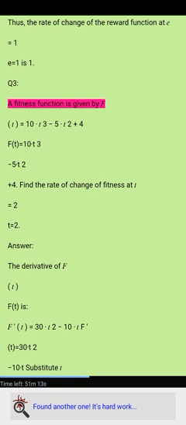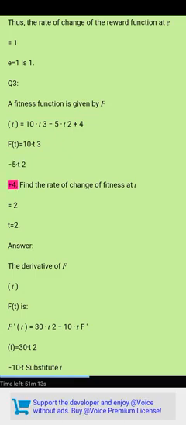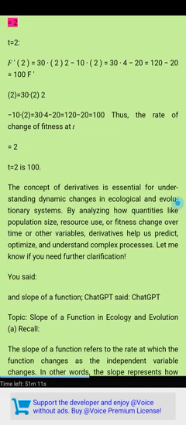Q3. A fitness function is given by F(t) = 10t^3 - 5t^2 + 4. Find the rate of change of fitness at t = 2. Answer. The derivative of F(t) is F'(t) = 30t^2 - 10t. Substitute t = 2.